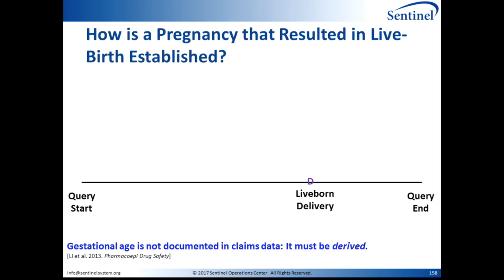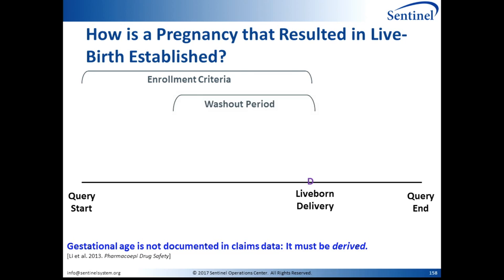And that's the first thing that we're looking for. And then once we have that live-born delivery, we're going to look for a period prior to that point and say they have to be continuously enrolled, they have to have medication benefits, and they also have to have medical benefits during that period of time so we can actually capture their information.